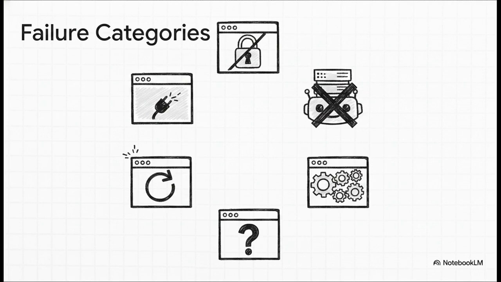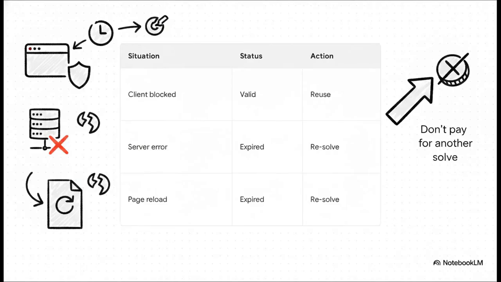Every single one of these scenarios demands a completely different reaction from your code. Let's make this actionable, because this is absolutely crucial for managing your tokens. Say client-side validation blocks your submit. Well, that token might never have even reached the target server. That means it's still valid. If it's under 120 seconds old, you can literally just reuse it. Do not pay for another solve.